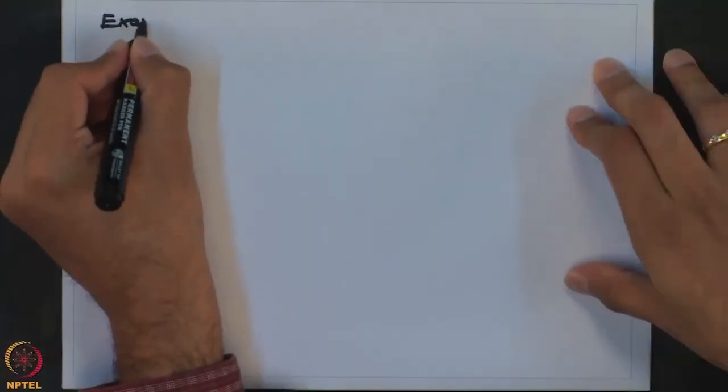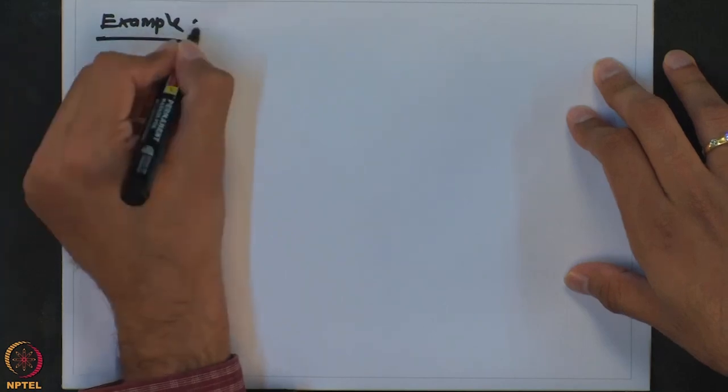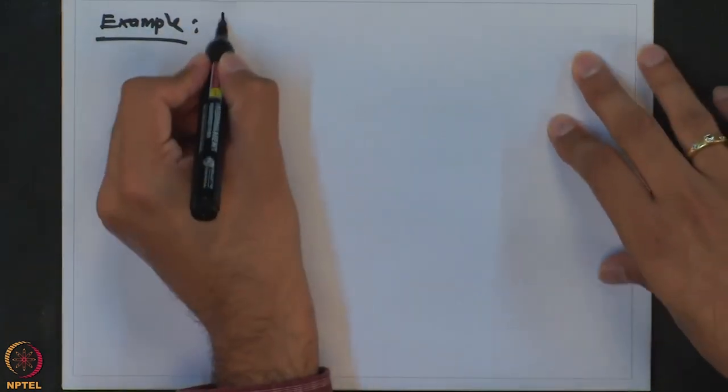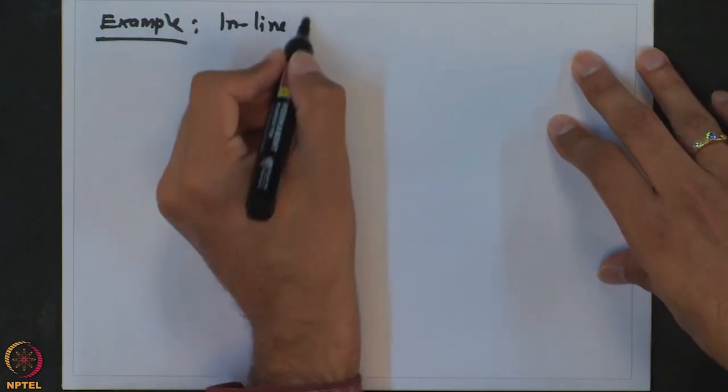Okay. So now what we are going to do is cover different example systems, and we will try to focus on the first problem, which is the synthesis problem. The next example which we are going to consider is an inline blender.